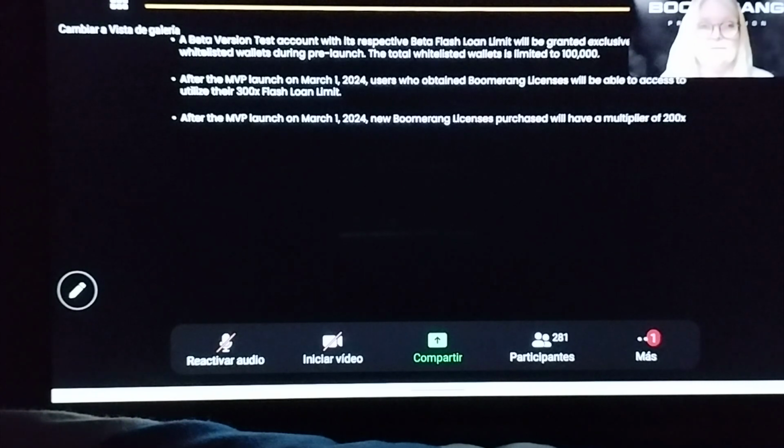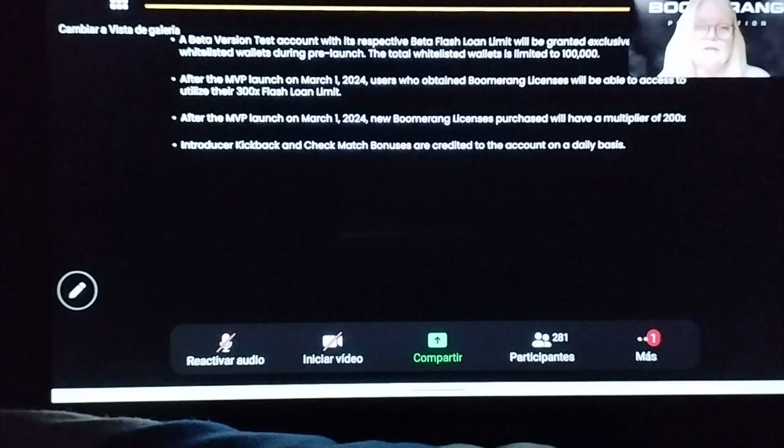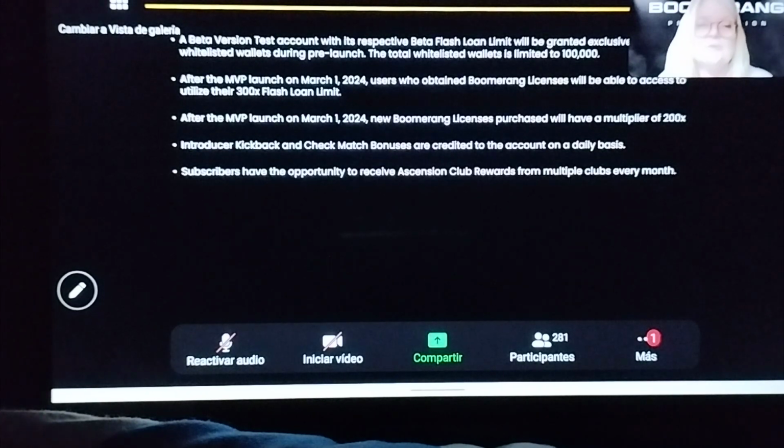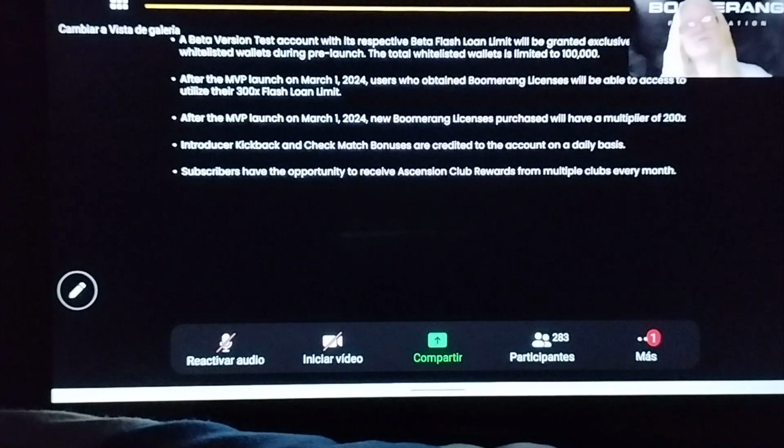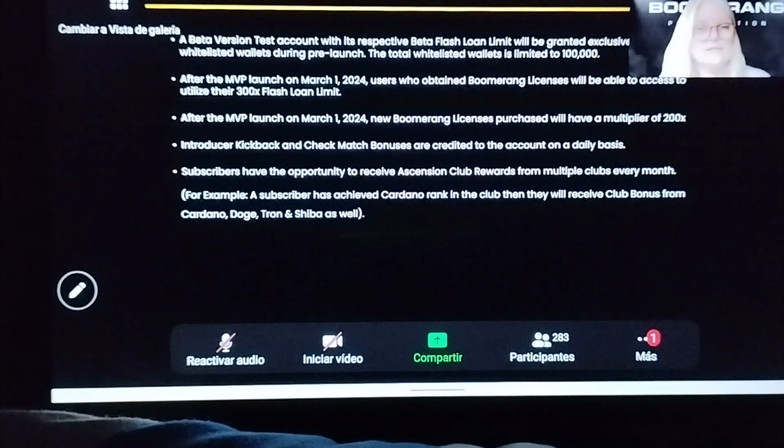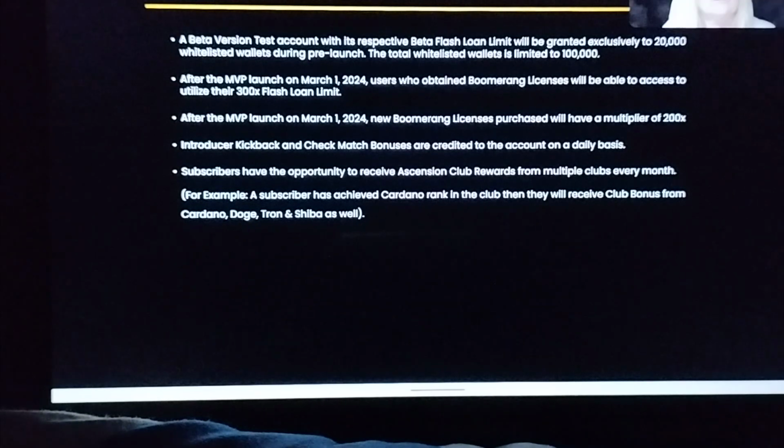It is worth it. Introducer kickback and check match bonuses are credited to the account on a daily basis. Subscribers have the opportunity to receive Ascension Club rewards for multiple clubs every month. So in other words, if this month you reach 2 ranks, next month on the first Monday of the next month, you will get paid out for both Ascension Clubs that you achieved.